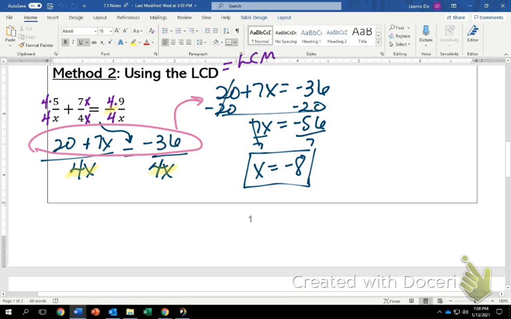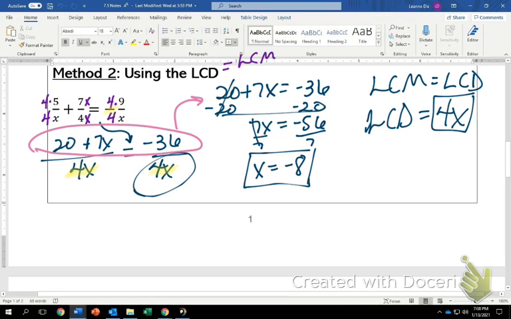I do want to point out that the homework does ask you what is the LCD. Just remember your LCD is the same thing as your LCM, and so therefore your LCD is going to be equal to 4x for this particular example. It's just whatever your denominator is. All right, so let's do one more.